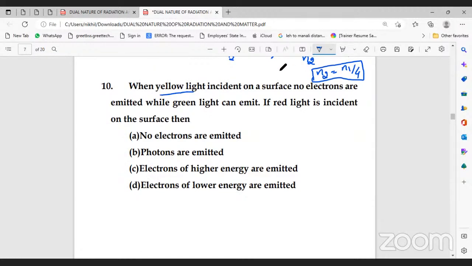Yellow light is incident on a surface. No electrons are emitted. For yellow color, no electrons are emitted. If you give green light, for green color, the electron is emitting.